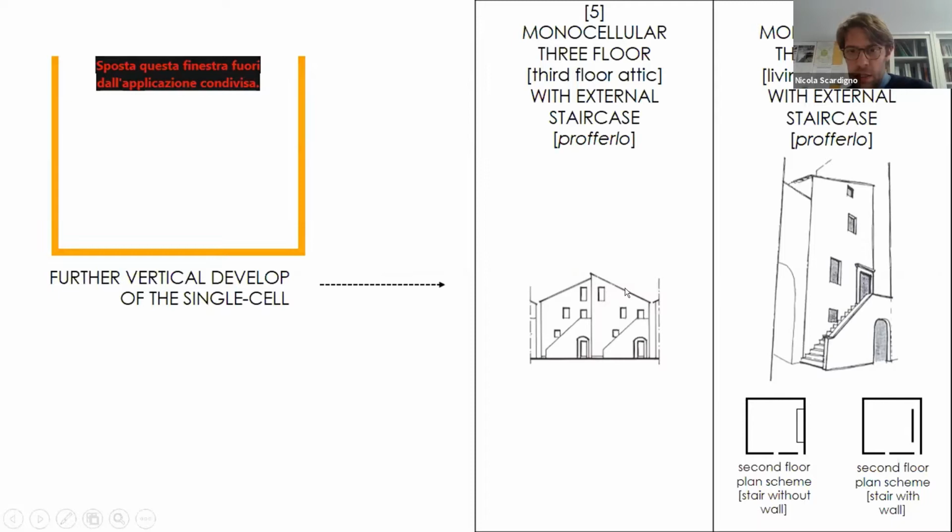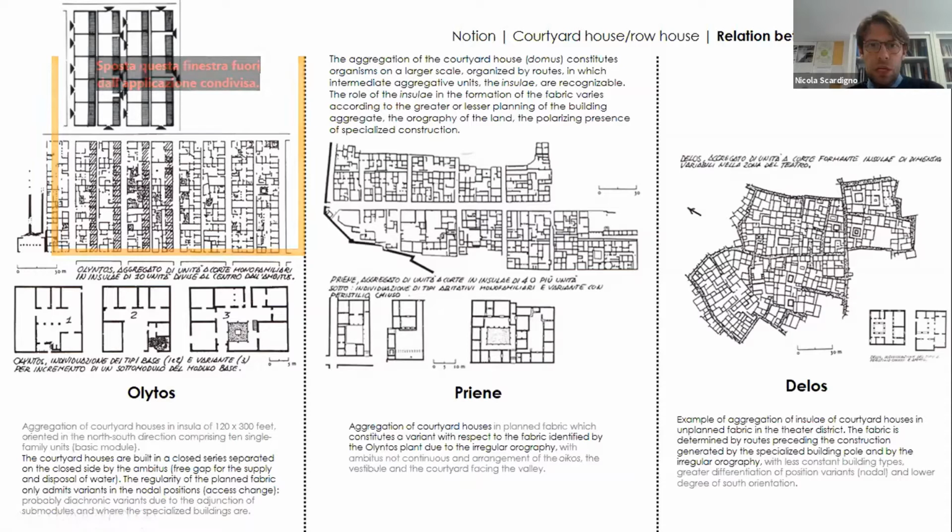Here, an example of a courtyard house fabric, differently conceived according to the greater or lesser planning of the building aggregate, the orography of the land, and the polarizing presence of special construction. Particularly the case of Olynthos, where we have courtyard houses built in a closed series and separated from each other on a closed side by the ambitus, which is a free gap for the supply and disposal of water. The regularity of the planned fabric only admits variance in the nodal points in that case.